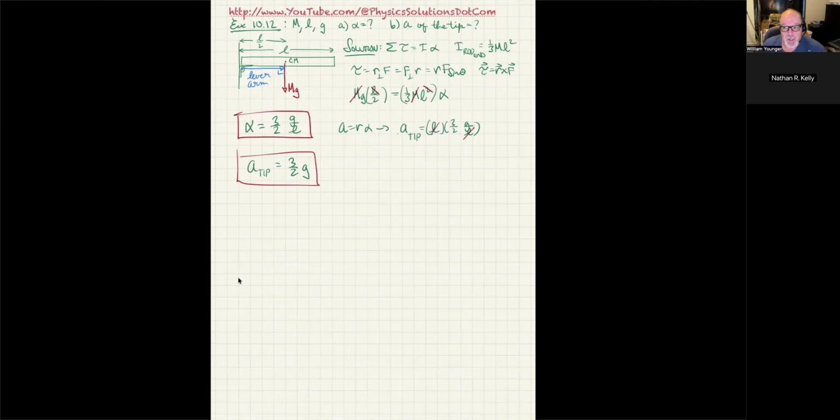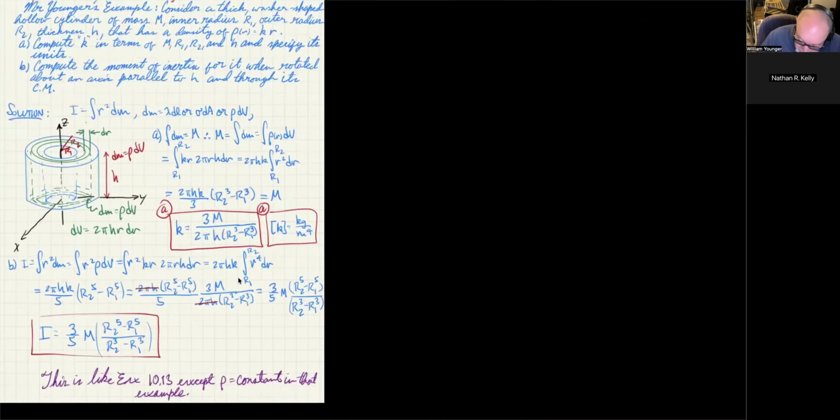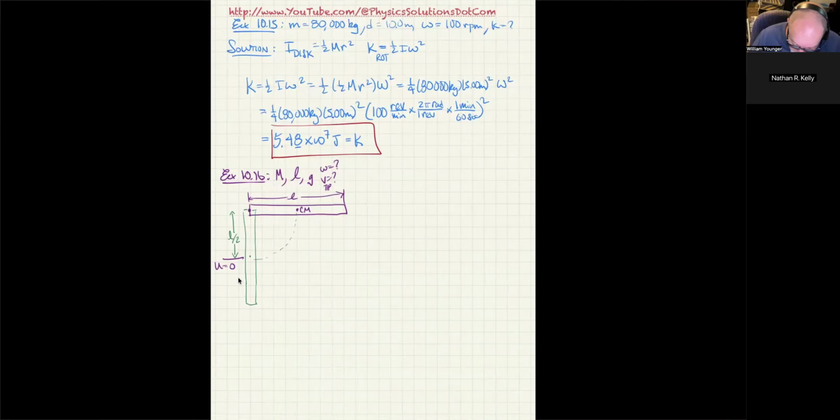But guess what? Using conservation of energy methods, we can at least figure out how fast it'll be going when it reaches the vertical position, because this thing's actually falling like this and it's going to fall into a vertical configuration. So that's what we're doing with this problem 10.16. So let's write down the solution.